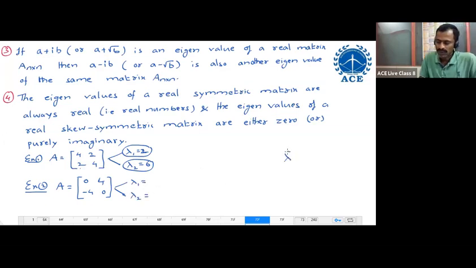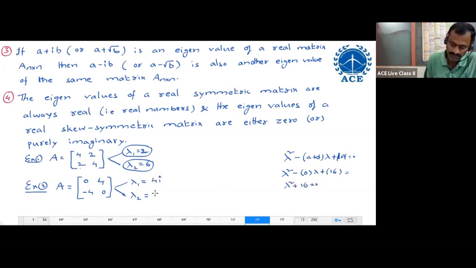We know the direct formula for the characteristic equation of a 2 by 2 matrix: lambda square minus (A plus D) into lambda plus determinant of A equal to 0. Using this, the characteristic equation of this matrix is lambda square minus trace, which is 0, into lambda plus determinant, which is 0 plus 16. That is lambda square plus 16 equal to 0. So lambda is plus or minus 4i. So for a real skew symmetric matrix, eigenvalues are either 0 or purely imaginary.